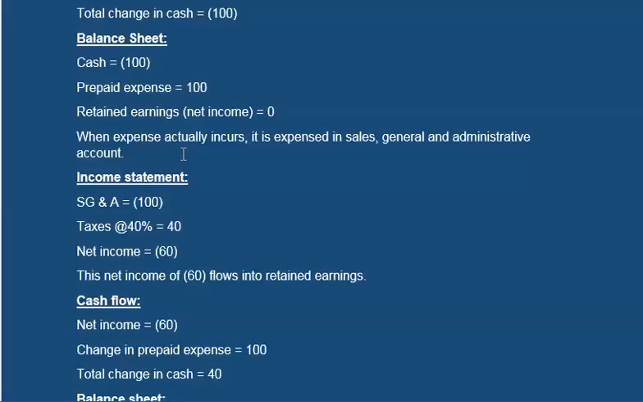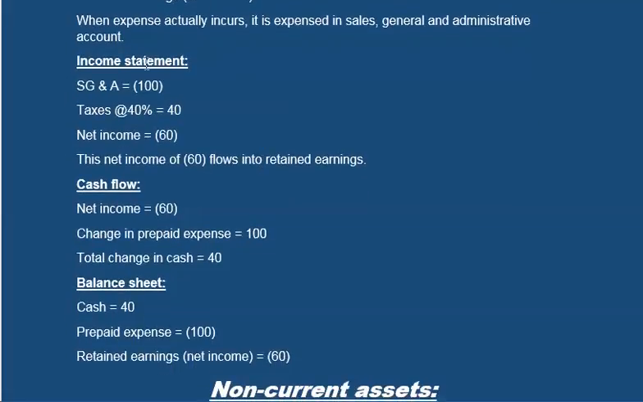When the expense actually is incurred, it is expensed in the sales, general, and administrative account. So the income statement will have SG&A equals negative 100. Tax at 40% is 40. Net income is negative 60. This net income of negative 60 flows into retained earnings.